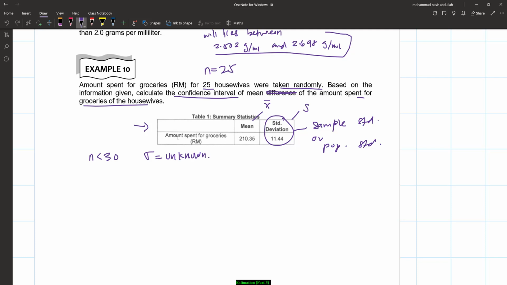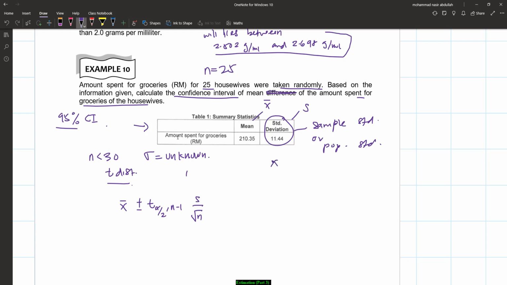We don't know the population variance, so we need to use the T distribution. X bar plus minus T alpha divided by 2, n minus 1, S divided by square root of n. So this is the formula that we want to consider. And dia tak bagi tahu kat sini berapa persen confidence that you want to consider. So if we don't tell dalam soalan, so we will assume a 95% confidence interval.